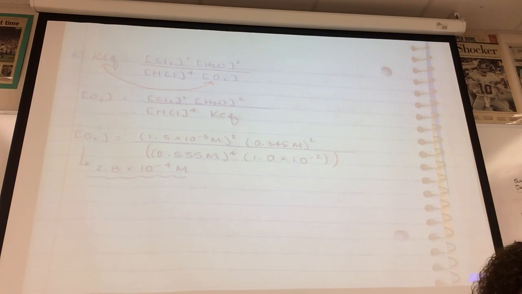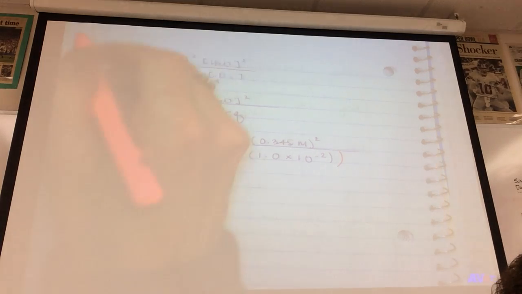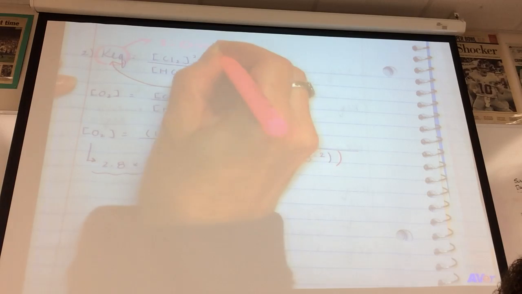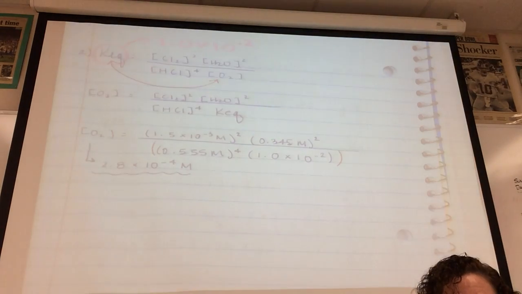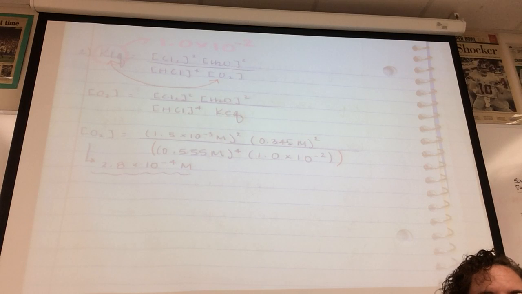Just out of curiosity, to make sure you're understanding, KEQ here was 1.0 times 10 to the negative 2. Would the forward or reverse reaction be favored, and why? Reverse reaction is correct, because KEQ is 1.0 times 10 to the negative 2, so it's less than 1. And delta G would be positive.